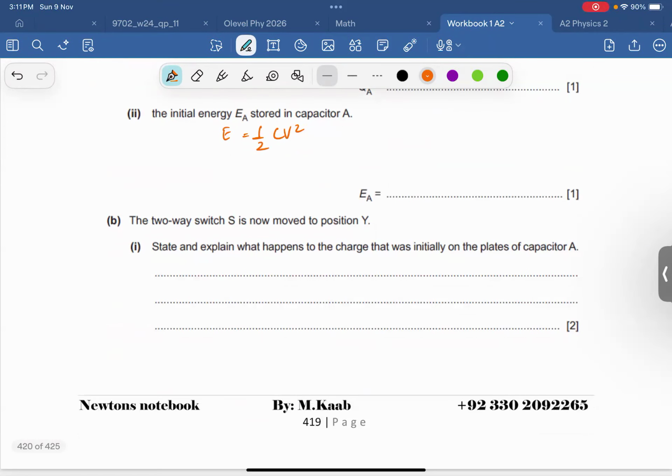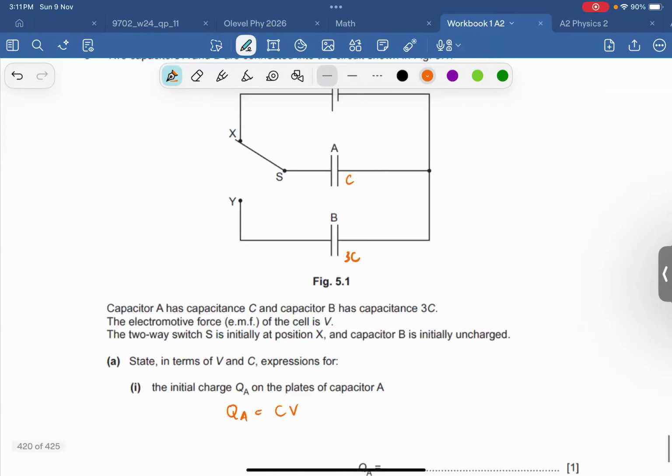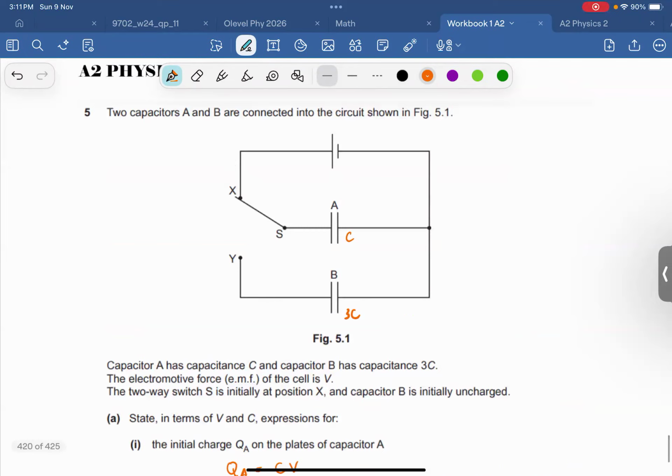The two-way switch is now moved to position Y. State and explain what happened to the charge that was initially on the plate of the capacitor A. As capacitor A becomes fully charged with a voltage V across it, when you connect this switch right here, then due to this voltage it will start discharging, and the charge will flow through the second capacitor and be stored in the second capacitor, basically.